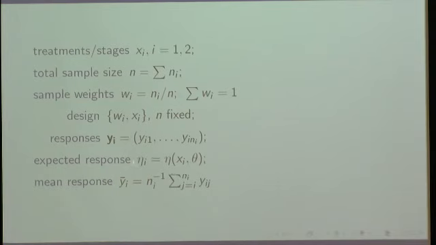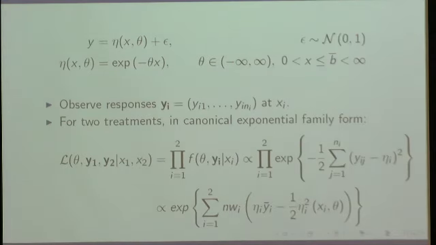And the expected value for these responses is a function eta that depends on the design point and the unknown parameter. And this is just the mean, the stage-specific mean is y bar i. So here's our model. We have y has expectation eta plus an error. The error is normal 0, 1. I'm going to look at the specific case where eta is exponential, and again, we observe our responses at each stage. So now think IID for a moment.